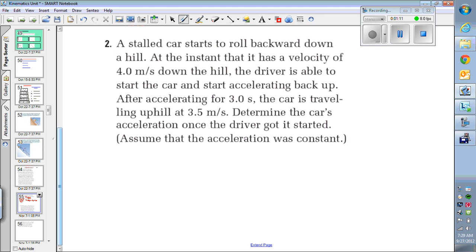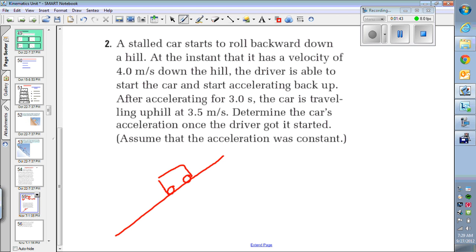Okay, so question 2. A stalled car starts to roll backwards down a hill. At the instant that it has a velocity of 4 meters per second down the hill, the driver is able to start the car and start accelerating back up. After accelerating for 3 seconds, the car is traveling uphill at 3.5 meters per second. Determine the car's acceleration.